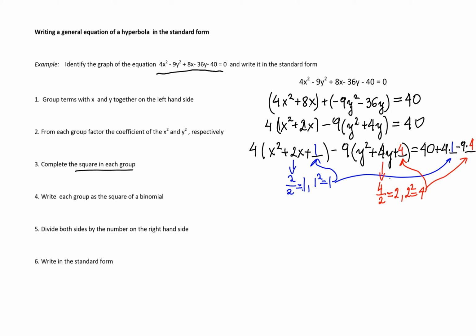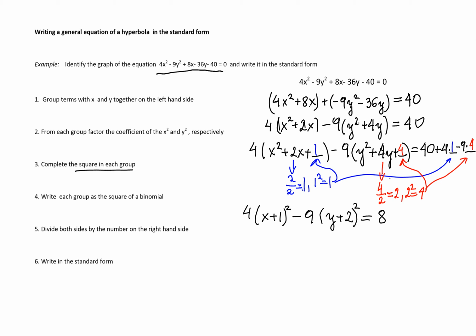With the numbers chosen like this, we can write the first expression in the parentheses as x plus 1 squared, and the expression in the second parentheses as y plus 2 squared. The numbers on the right-hand side will add up to 8.